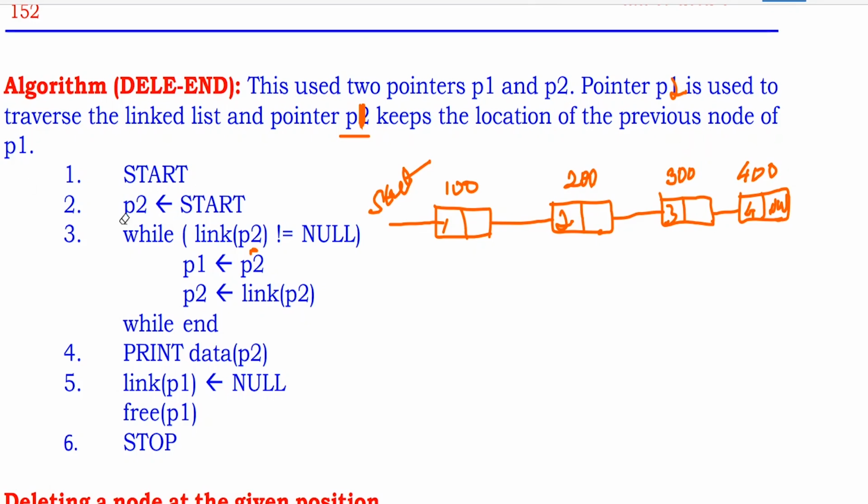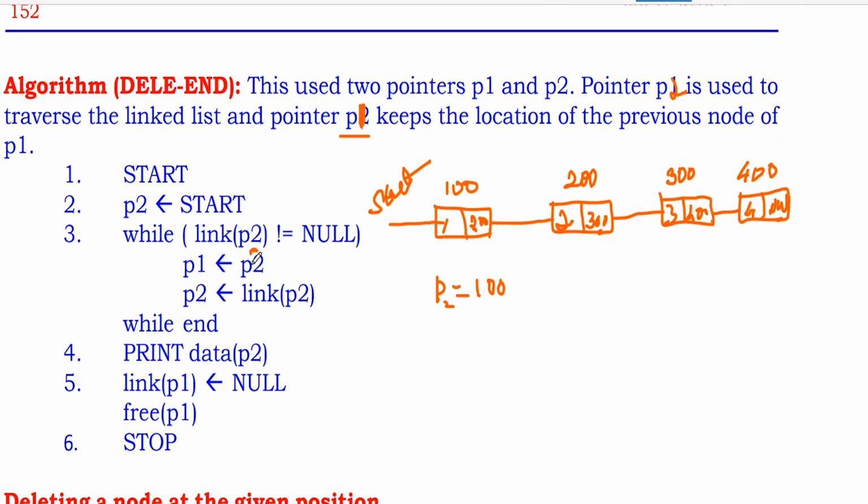So P2 is equal to start. What is start? 100. So let me write it now. P2 is 100, which is start. Correct? No problem. So while link of P2 is not null: what is link of P2? Here it is 200, then 300, and then 400. So link of P2 means link of start. Start is 100. Link of 100 is 200. 200 is not equal to null.